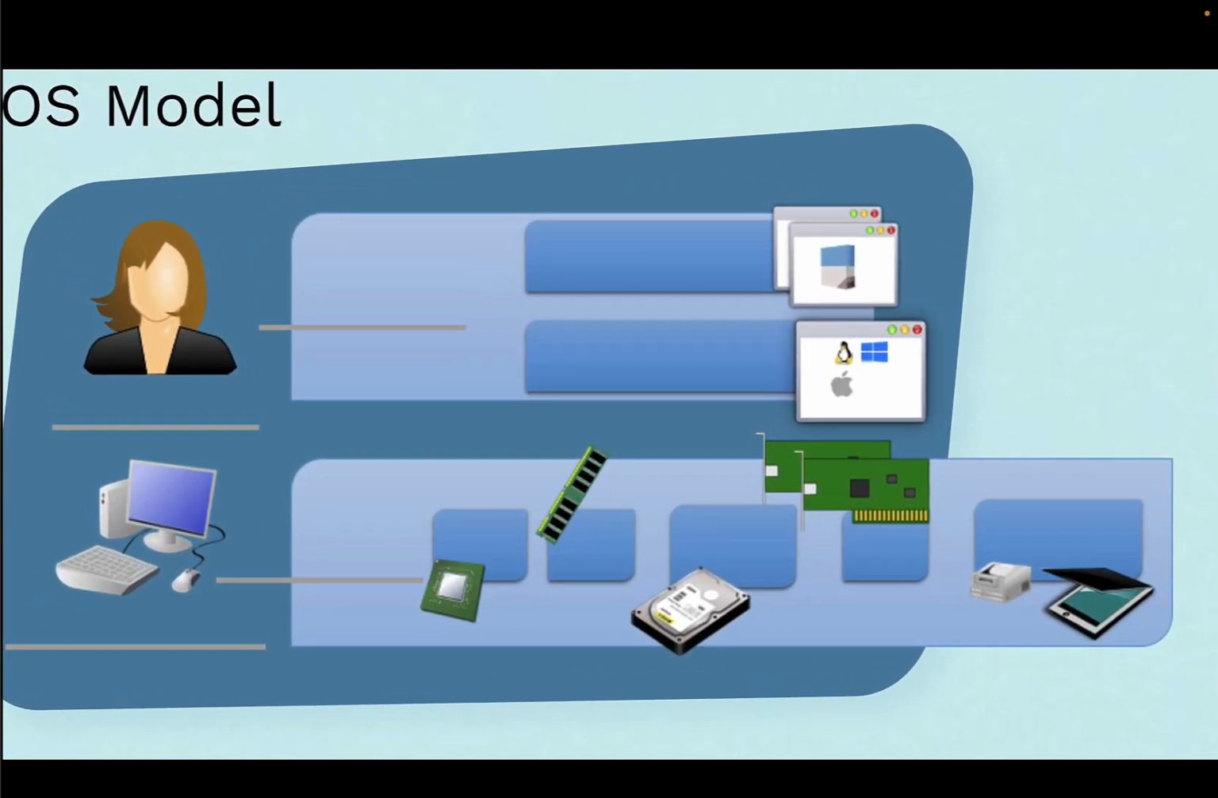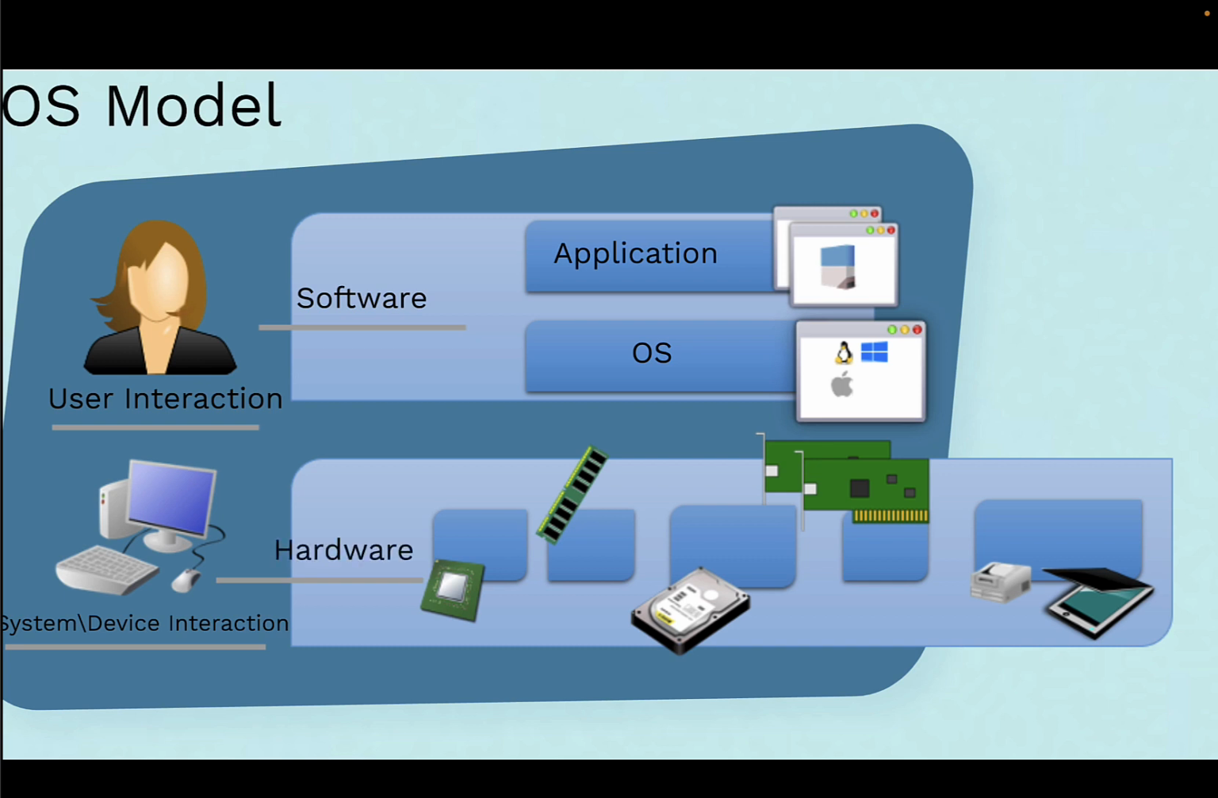Now real quick, let's take a look at the OS model. Again, this is just putting things in perspective. We have our user interaction that interacts with the software component, such as applications and operating systems. And then we have our system or device interaction, where we interact with the different hardware, right? Processor, RAM, storage, different I/O components, and our peripherals.